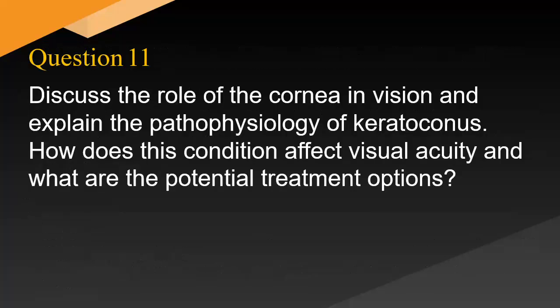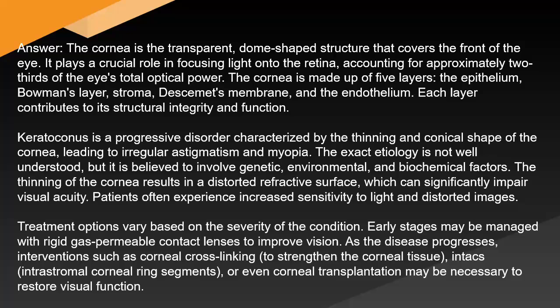Discuss the role of the cornea in vision and explain the pathophysiology of keratoconus. How does this condition affect visual acuity and what are the potential treatment options? Answer: the cornea is the transparent, dome-shaped structure that covers the front of the eye.